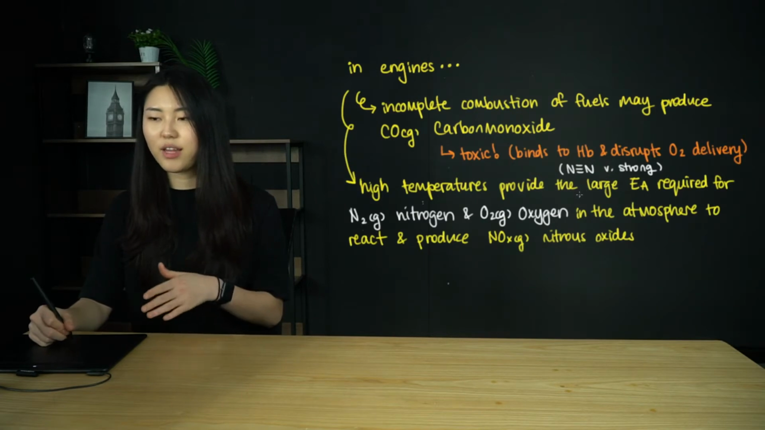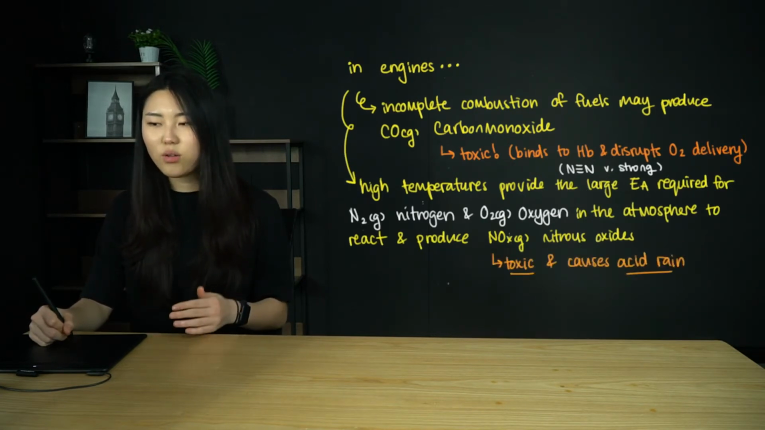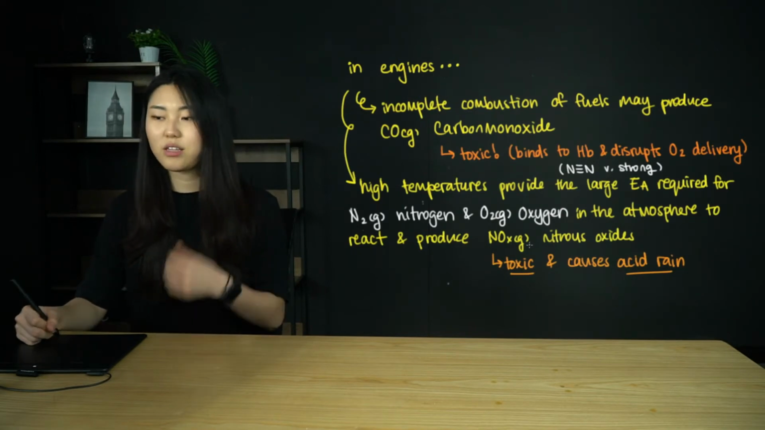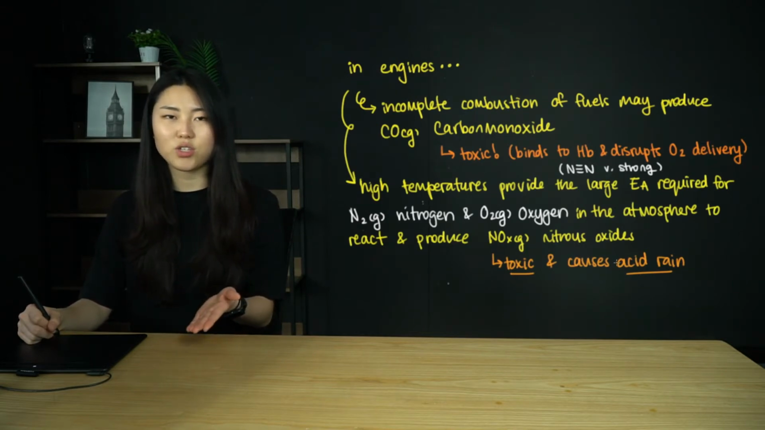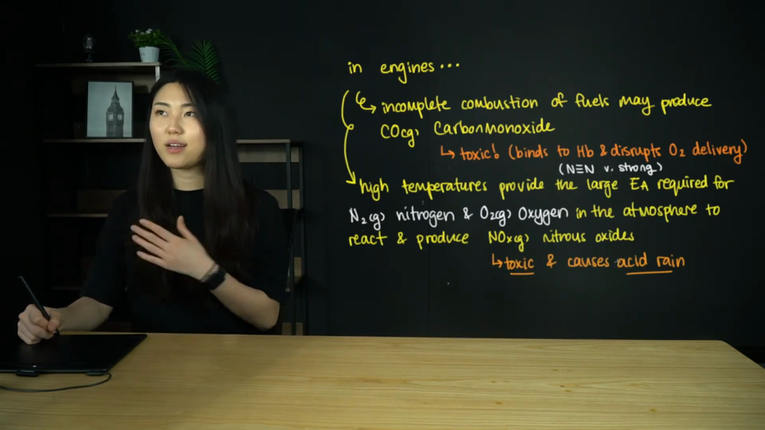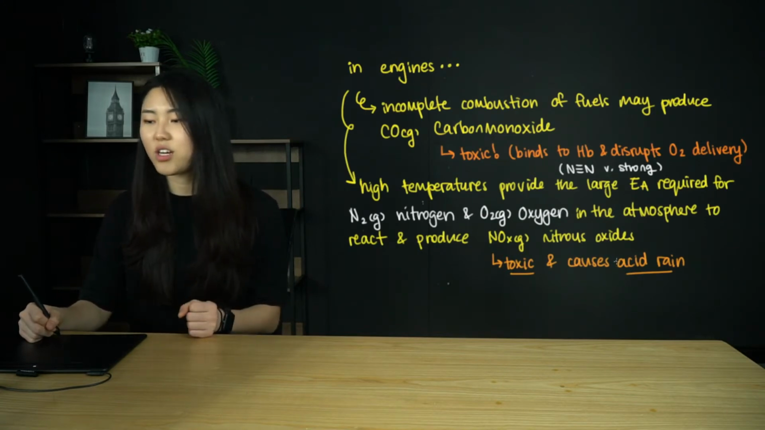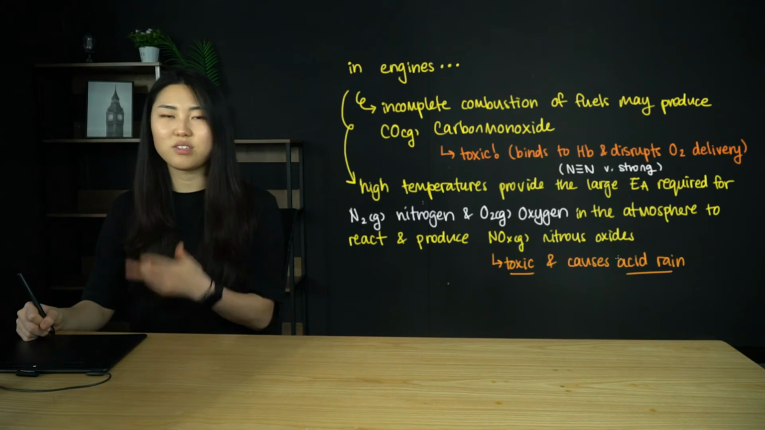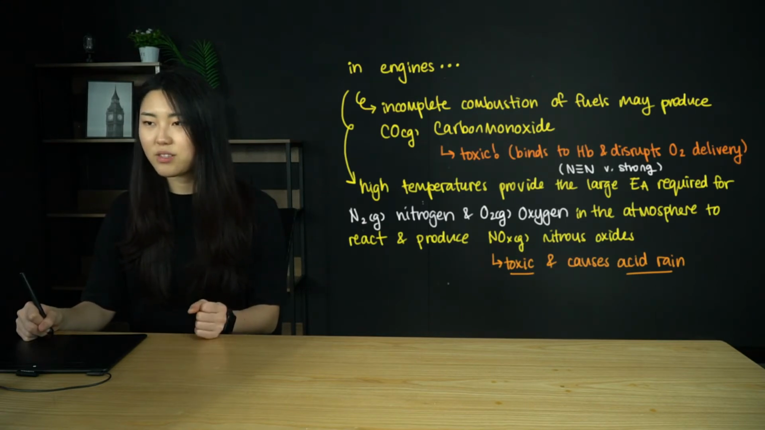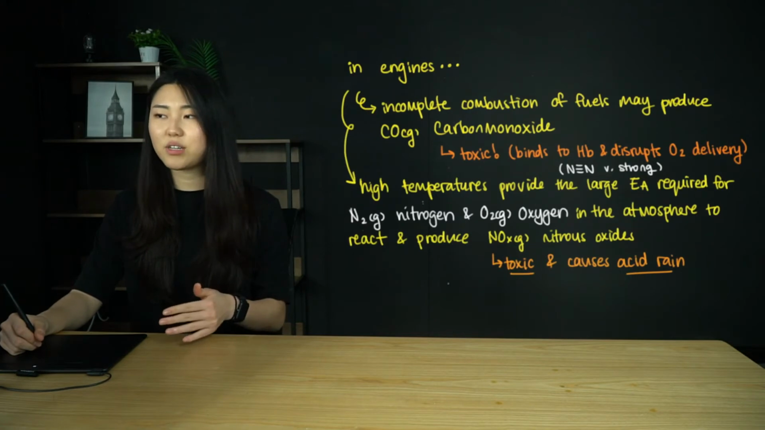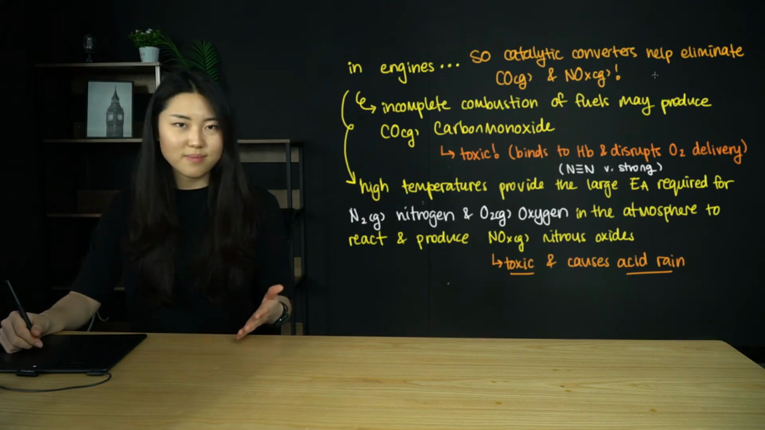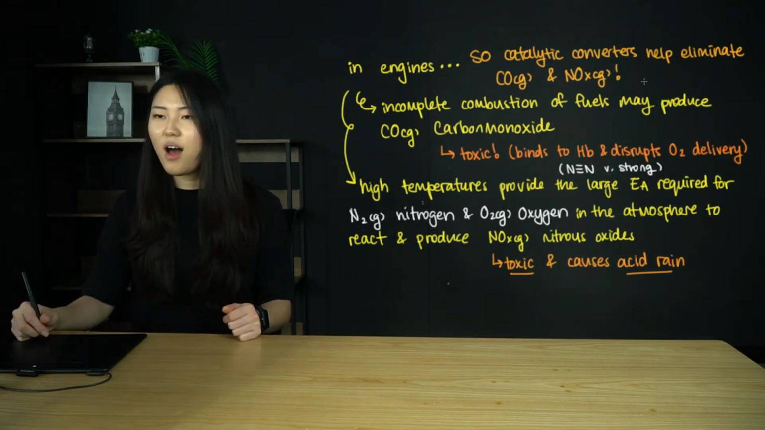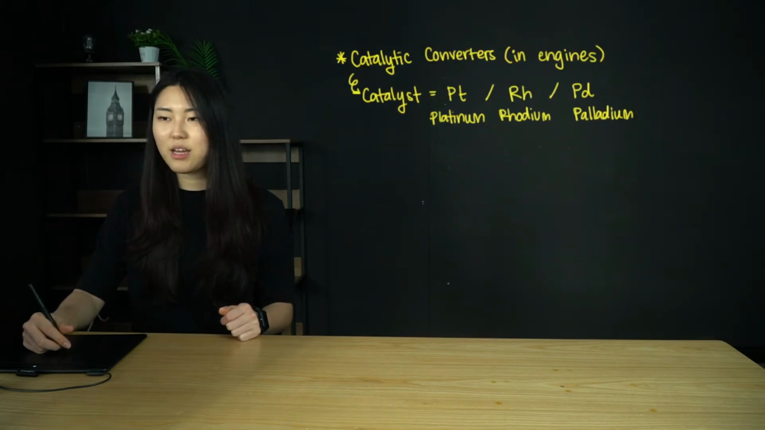So this nitrous oxide gas is toxic, and also when it combines with water, it's going to cause acid rain, which is problematic because it's going to disrupt pH in the soil and water bodies, and it can also corrode buildings and other infrastructure because we have limestone, iron, or steel inside our building materials. Okay, so that is why catalytic converters help eliminate carbon monoxide and nitrous oxides, so we need them in the engines. The catalysts that we can use are platinum, rhodium, and palladium in the engines.